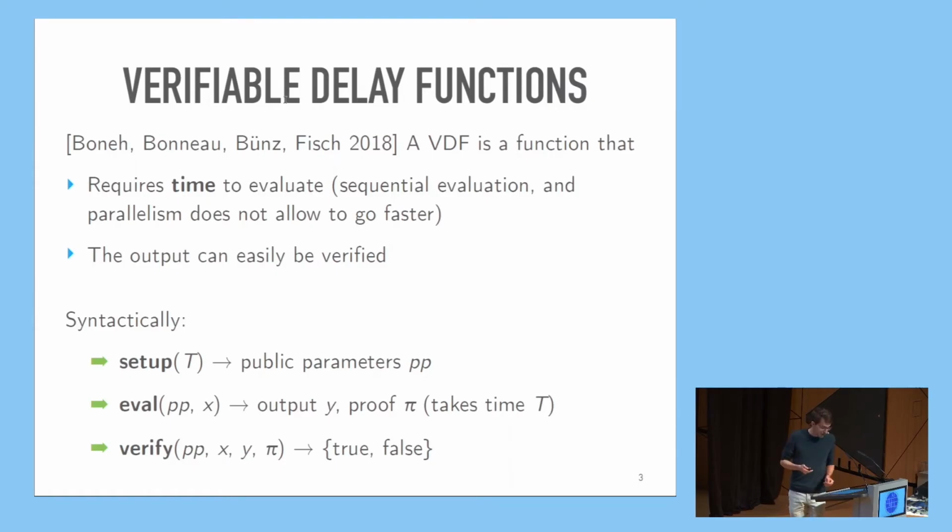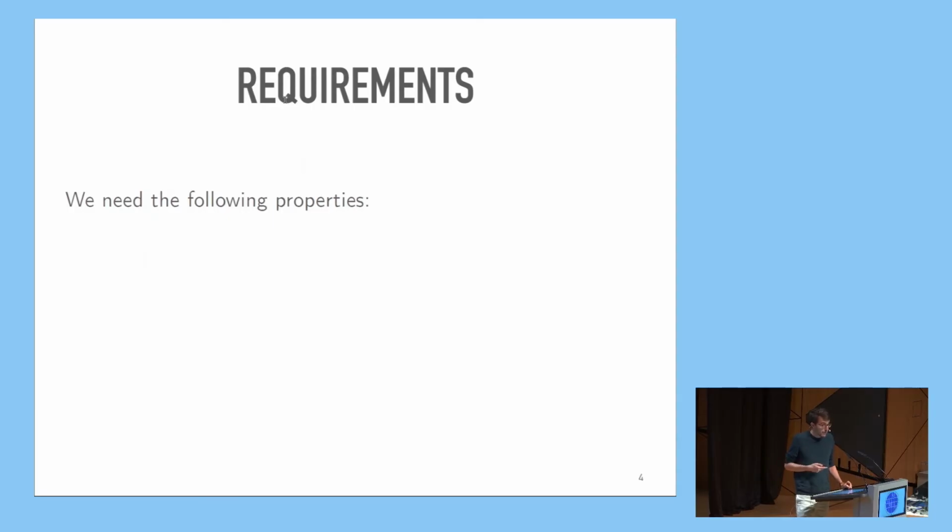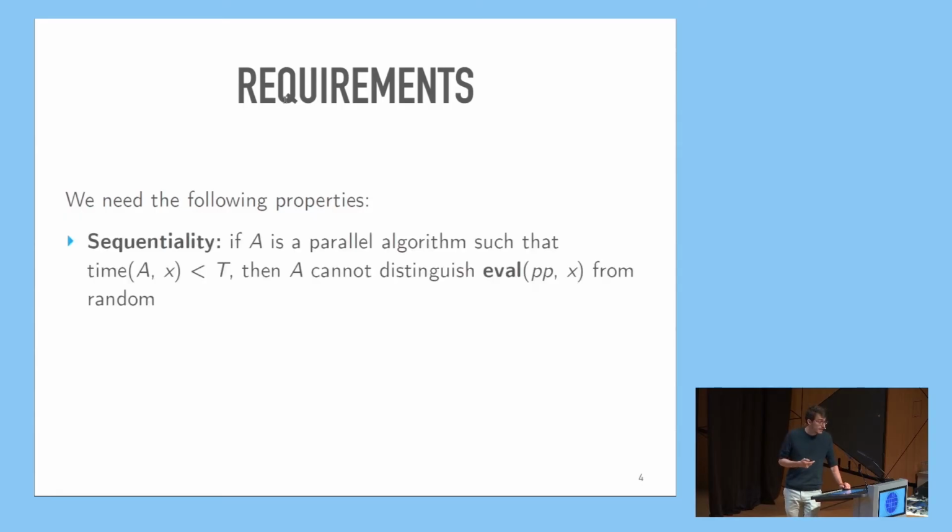So this is for the syntax, but for the security requirements, we have two of them. They are the following. First, we need sequentiality. Sequentiality means that if A is a parallel algorithm that runs in time strictly less than t, then it will not be able to distinguish the correct output from a random value. So an algorithm that takes time less than t cannot learn anything about the output. If you really want to know anything about the output of the evaluation, you need to spend time t.